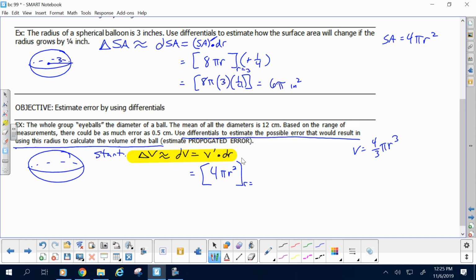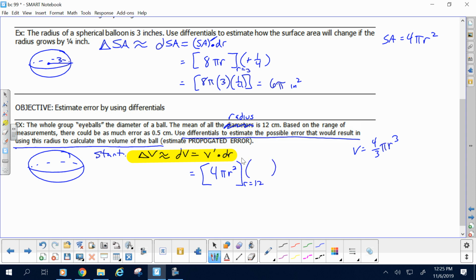R equals, not 12. The diameter is 12. The radius is 6. Oh, this says radius is 12? Oh, sorry. I thought you couldn't read, but it turns out you can. You can both read. But yours says radius is 12? Okay. All right, and what about the dr?